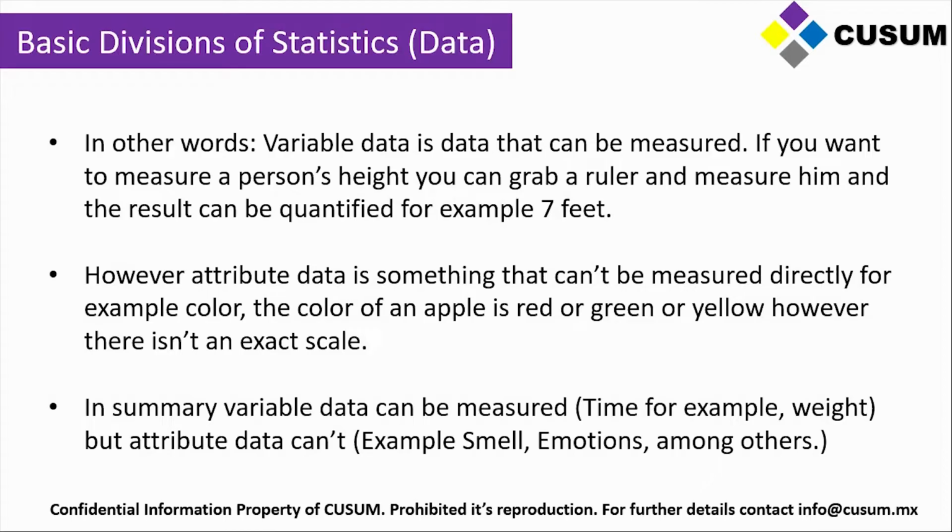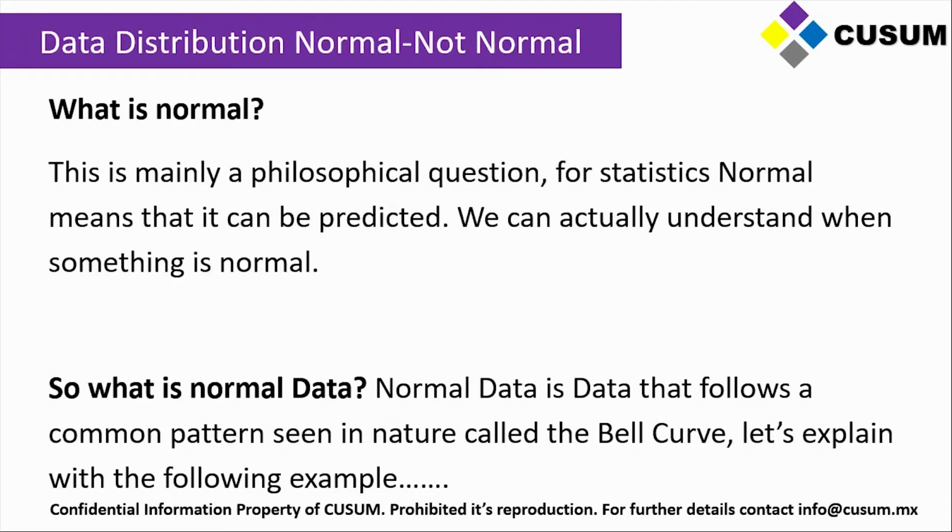If you could quantify color, for example, in an RGB scale, well, at that point, you could actually use it as a variable. But most of the time, you're just going to have it as an attribute. Okay? So in summary, time and weight are variable data, and smells, emotions, colors, those are attribute data. Okay, good. Now we've just gone through pretty much statistics 101 with that. So we'll be going into harder things now.